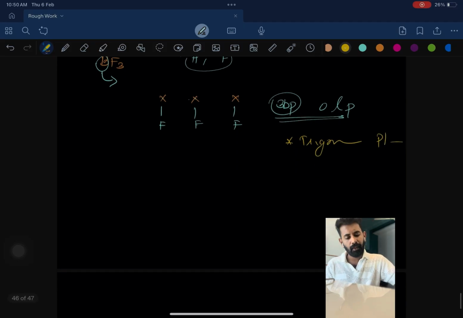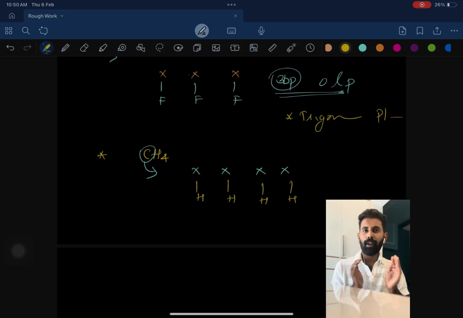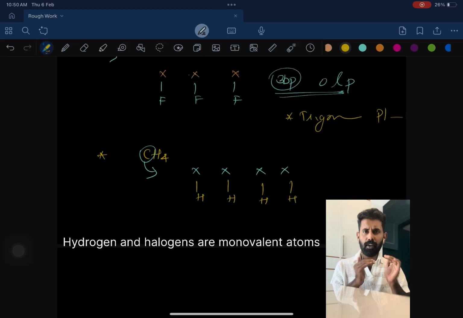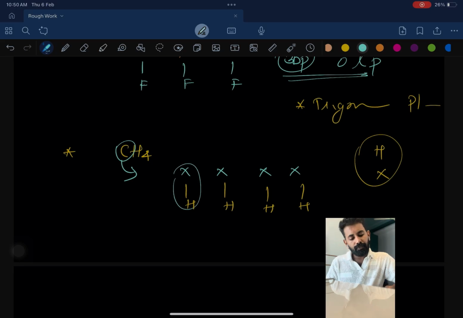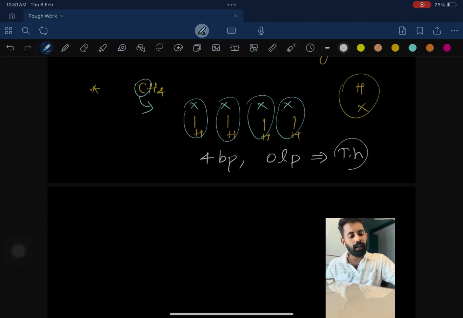That's it, trigonal planar. So now let's discuss another example, that is CH4. Again, the central atom will be carbon, which means it has 4 valence electrons, and these 4 valence electrons are shared with the monovalent hydrogens. We have to know what monovalent and divalent atoms are. Monovalent atoms are those which can make only a single bond with the central atom, and divalent atoms can make a double bond with the central atom. So there are 4 bond pairs and 0 lone pairs. Based on the table, you can say this is tetrahedral.